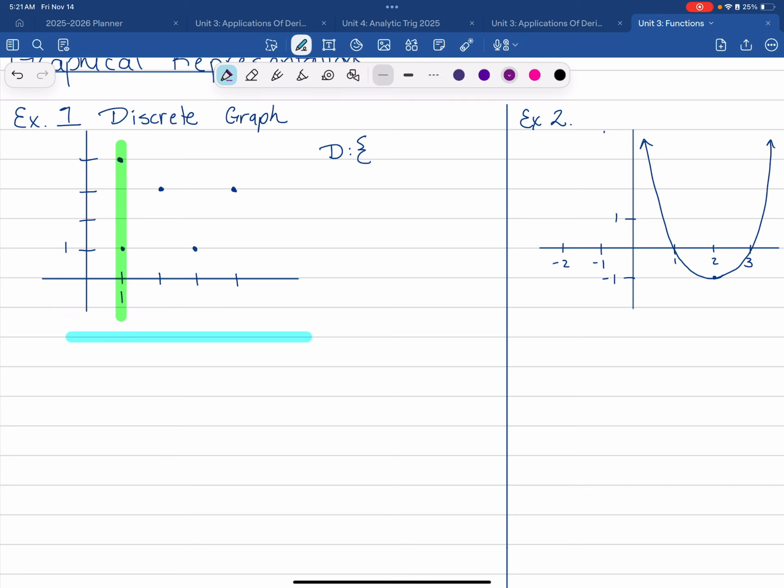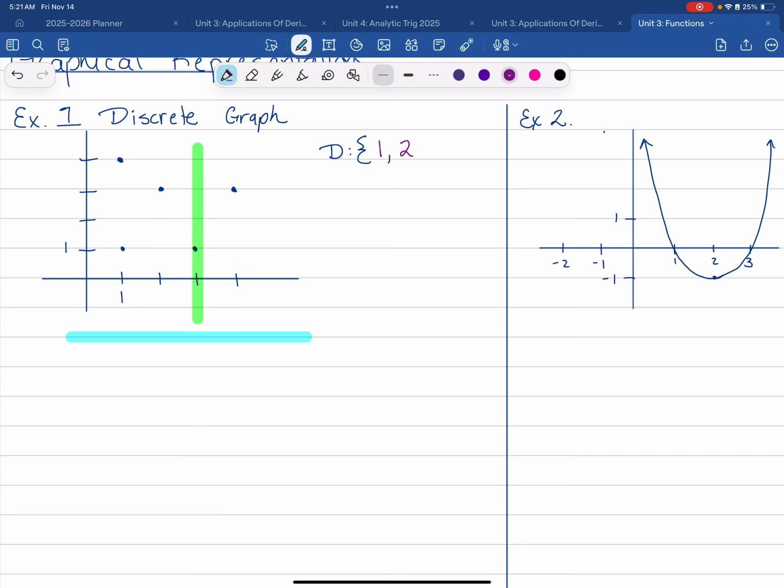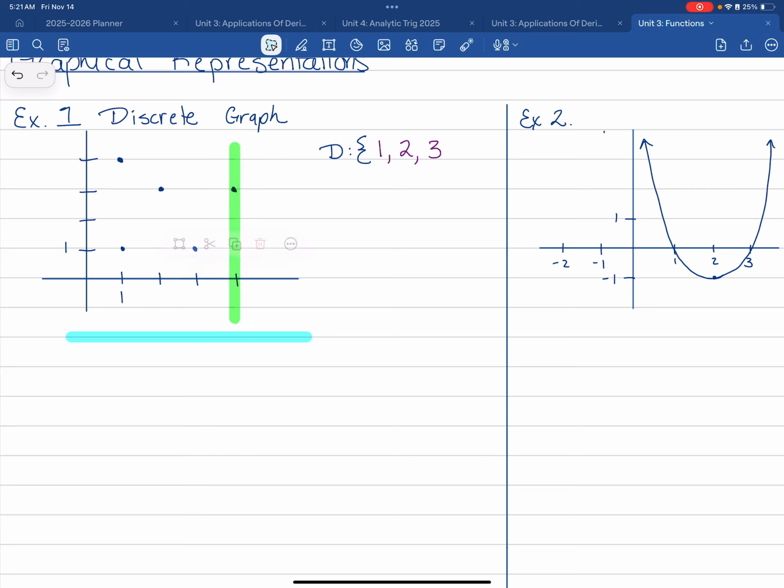So notice that at 1, I have 2 outputs. So I have 1. Now I'm going to keep on moving my pencil. And then I see that at 2, I have an output. So I'm going to put a 2. I keep on moving my pencil. At 3, I have an output. And at 4, there's a value as well. So we have x values at 1, 2, 3, and 4.